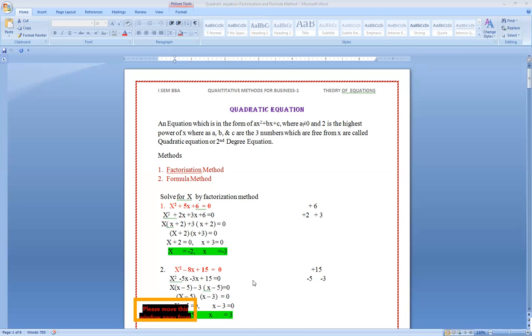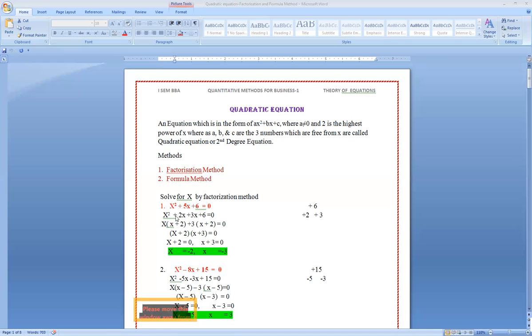Again, in the case of quadratic equations, we have two methods. One is the factorization method, another one is the formula method. Let us go by the first method, that is factorization. This kind of question will be asked for 2 marks. In the factorization method, we have to solve the quadratic equation.